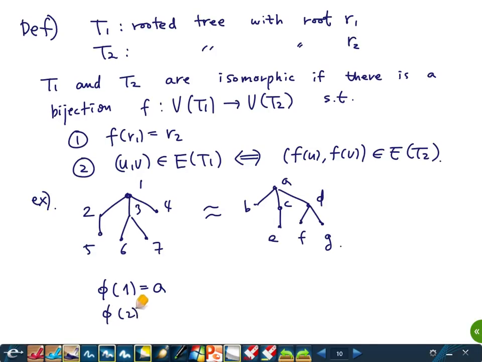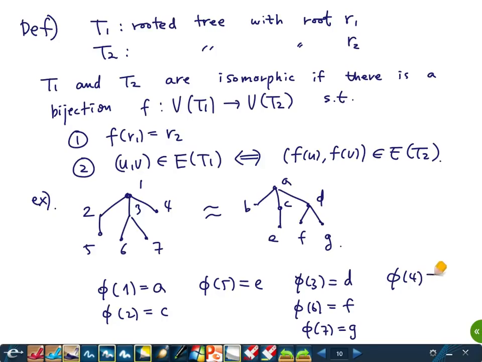What about this? 2 could be one of these, but we don't want this to be B or D. We want this to be C, because you can see this path of length 2 should be the path of length 2, so this should be C. Phi of 3 is the vertex of degree 3, so it must be D. Phi of 5 must be E. Phi of 6 must be one of these, F. Phi of 7 must be G. Phi of 4 must be B. So this is an isomorphism that satisfies both 1 and 2.